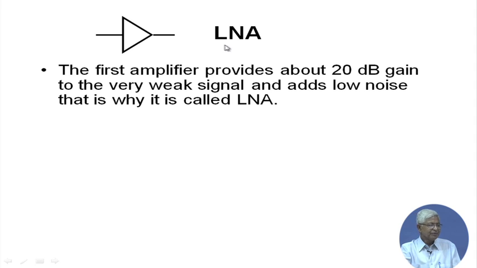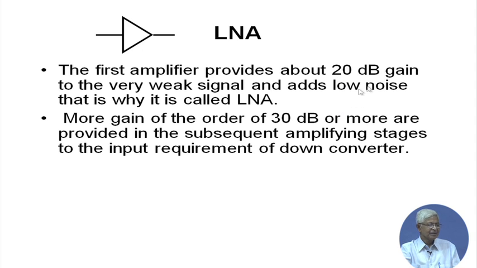Then there is an amplifier which is LNA. The input signal is very small, very weak. So, the first amplifier generally has about 100 times gain, that is 20 dB gain, for a very weak signal, and then it should not add much noise. So, it is low noise. We will discuss the noise much later. That is why it is called low noise amplifier. The first amplifier has to be a low noise amplifier, but it is giving smaller gain.